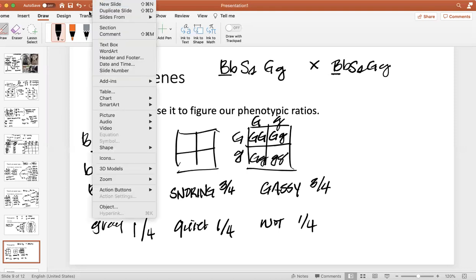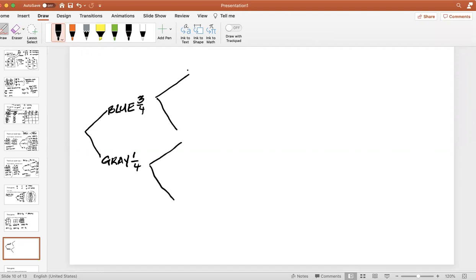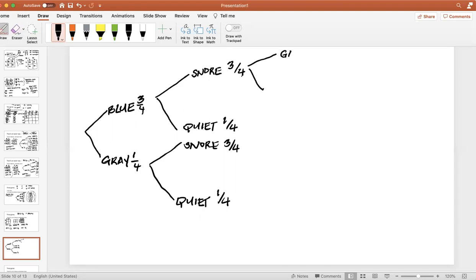Okay, so we can make a branch diagram. All right, let's start out with our coat color. You can be blue, right? And that's 3 out of 4 dogs, or you can be gray. And that's 1 out of 4 dogs, okay? Now you can snore, or you can be quiet. And so that's 3, 1, 3, 1. Okay, now for each of these, you can be gassy or not.